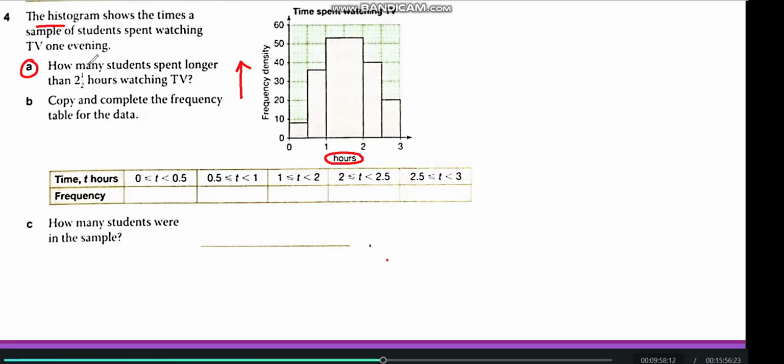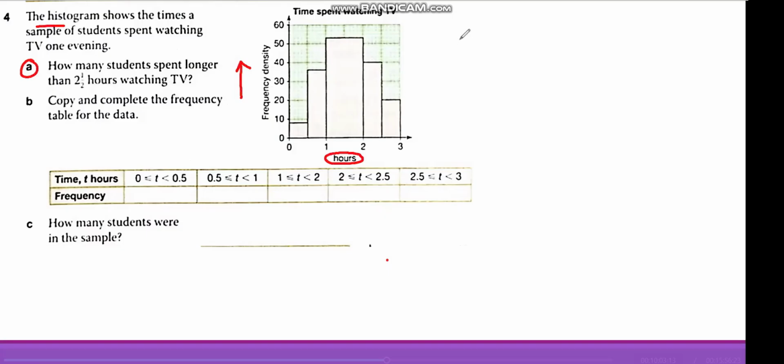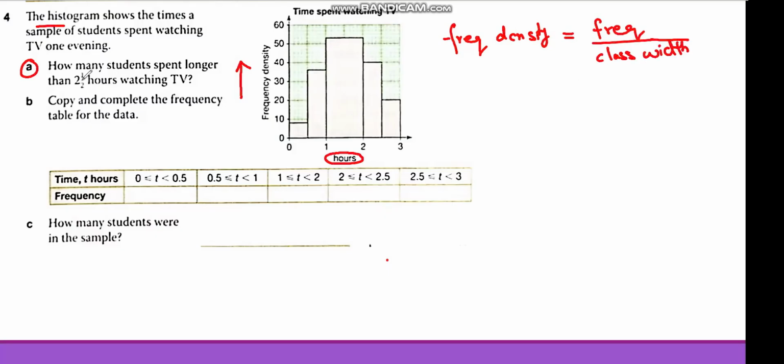To get the number of students who spent longer than 2.5 hours watching TV, we need to use this formula. The formula says the frequency density is equal to frequency divided by the class width. So to get the frequency of the number of students who spend more than 2.5 hours, we multiply the class width with the frequency density. The class width in this interval is 0.5 and the frequency density is 20. So 0.5 times 20 is definitely 10.